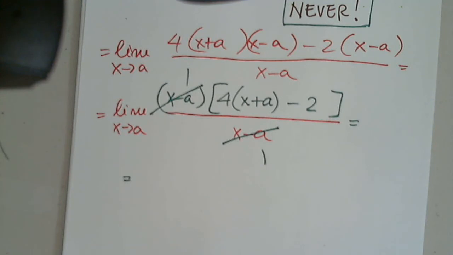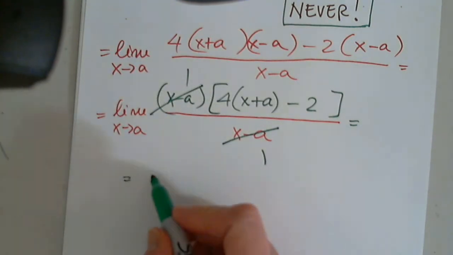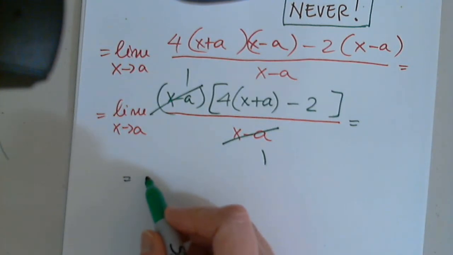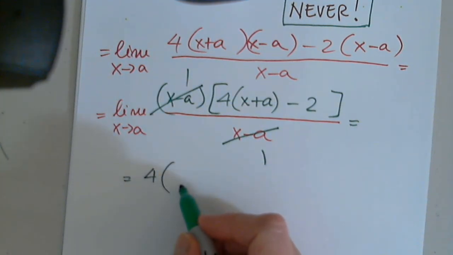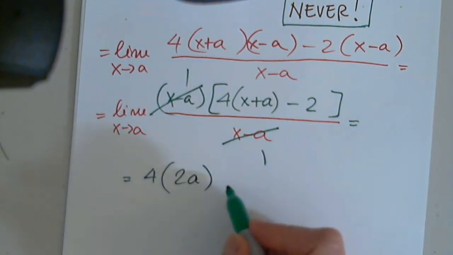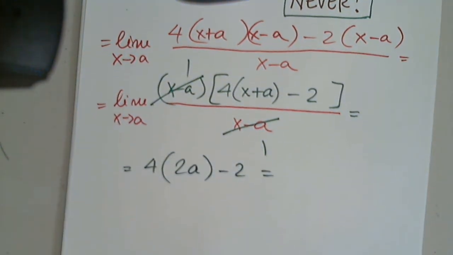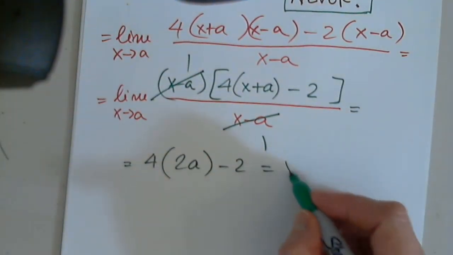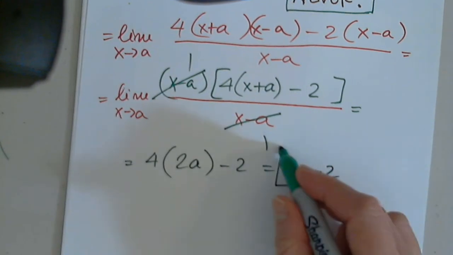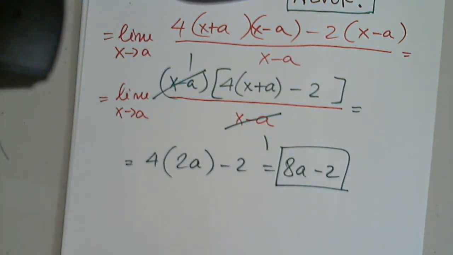Isaac, do you want to try? Is it going to be, we insert the a for the x's? Absolutely. Brilliant, yes. So it's going to be 4 times 2a minus 2. Good. How much is 4 times 2a? 8a. Minus 2. This is it. This is f prime of a.